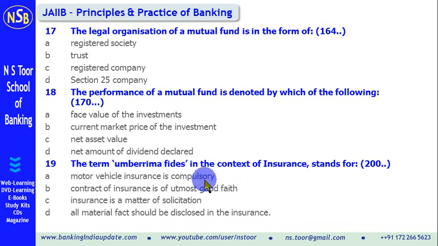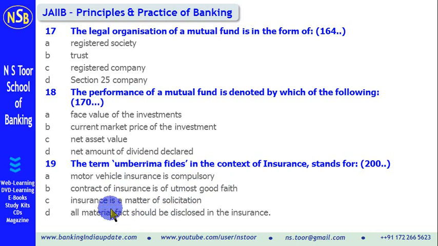Motor vehicle insurance is compulsory. Contract of insurance is of utmost good faith. Insurance is a matter of solicitation. All material facts should be disclosed in the insurance. So motor vehicle insurance is compulsory, it does not represent this. Contract of insurance is of utmost good faith, yes, this term stands for this. So when we say a contract of insurance is of utmost good faith, technically we call it indemnified.